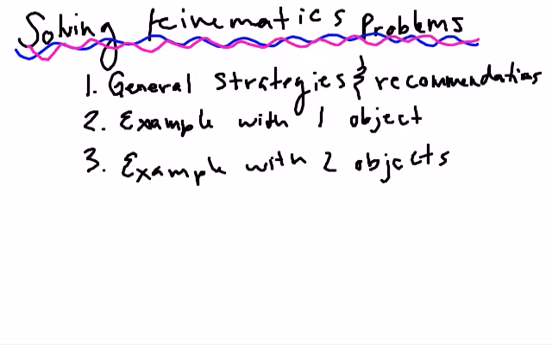Two, we're going to go over an example with one object. You saw some of these in the kinematics equation problems. They're relatively simple. And three, two objects, such as when will they meet, what will happen, how fast will they be going when they meet, things like that.